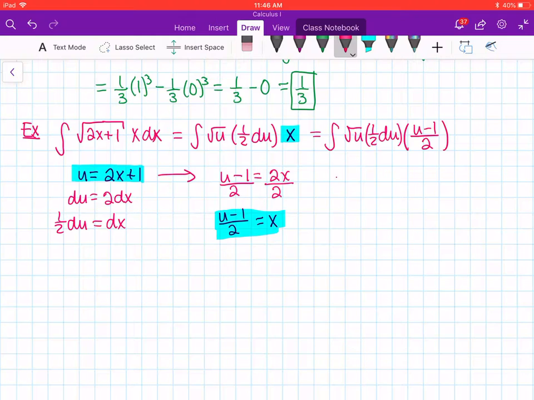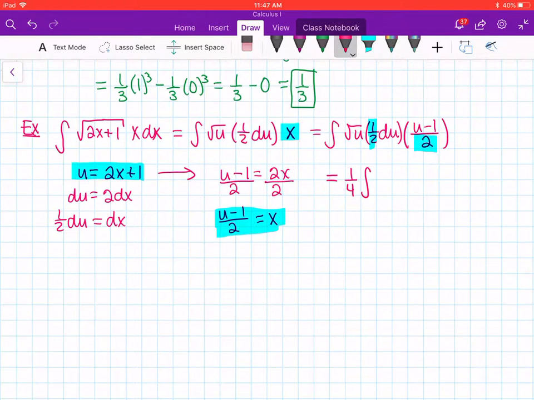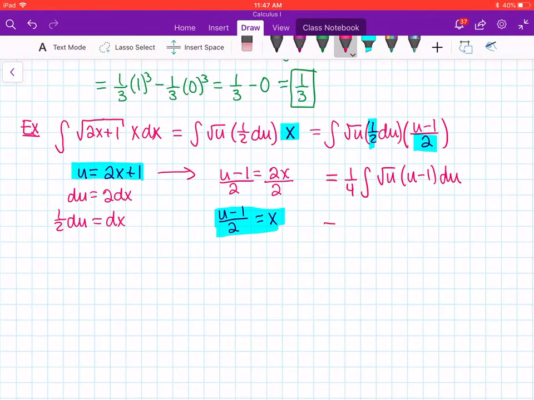Let's try to clean it up a little bit before we integrate. And we notice that we only have u's in it. So we should be able to integrate now. So we got a 1/2 and another 1/2, so here and here. Let's take that out of our integrand, and so that's going to become 1/4. And then we have the integral of the square root of u times u minus 1 and a du. Now, we should be able to integrate this, but let's make it so that we can use the power rule real easily. So we'll distribute that square root.